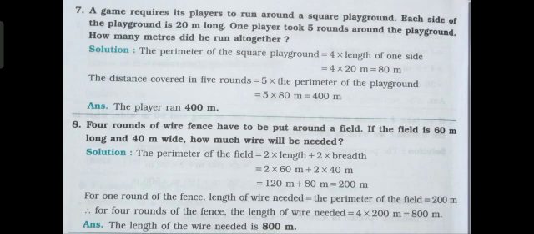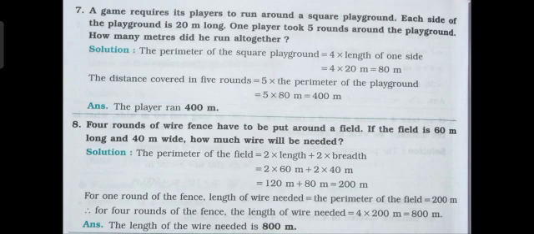Now the perimeter of the square playground, that is 4 into length of one side, that is 4 into 20 meter, is equal to 80 meter. 80 meter is the perimeter of the square playground. Now the distance covered in 5 rounds, that is 5 into 80 meter, that is equal to 400 meter. So the player ran 400 meter. In 5 rounds he completed 400 meter.